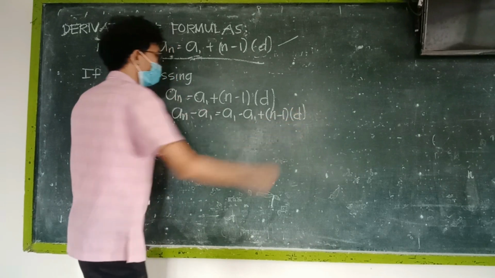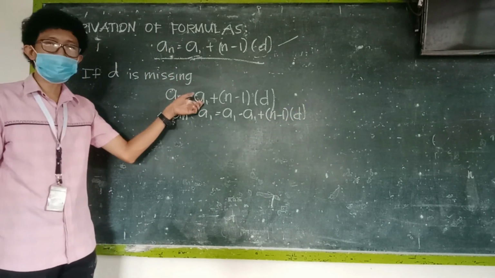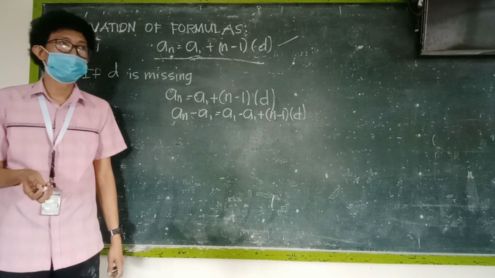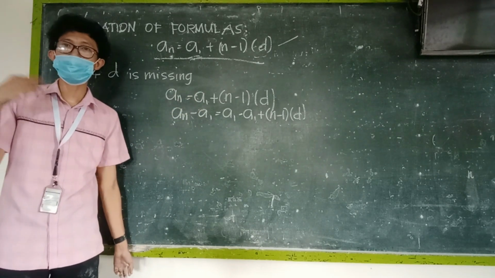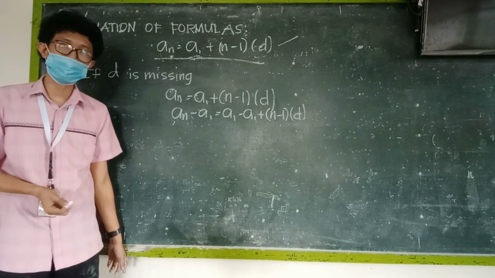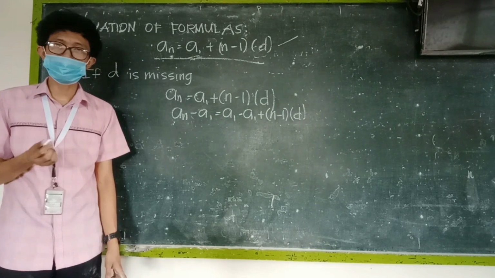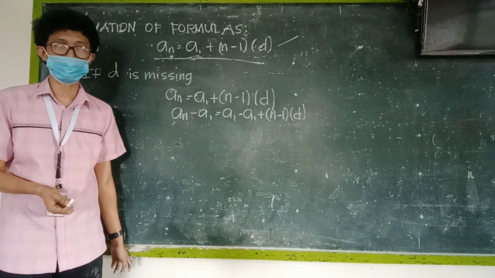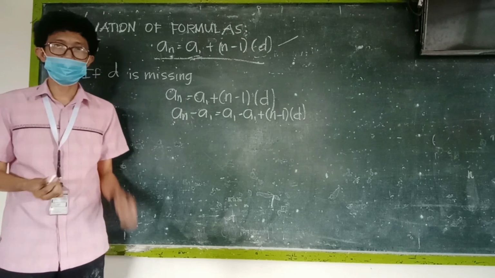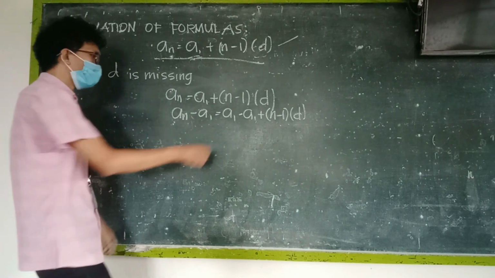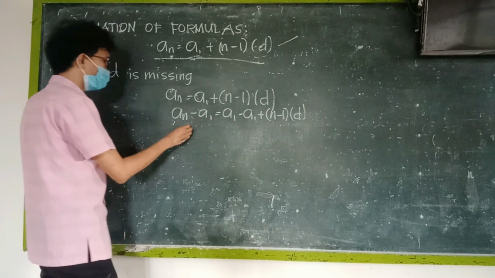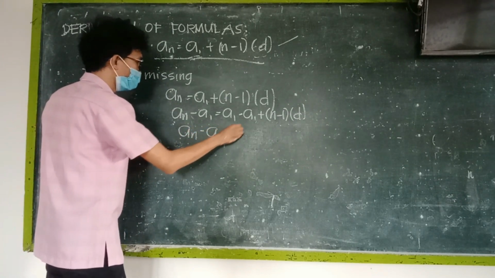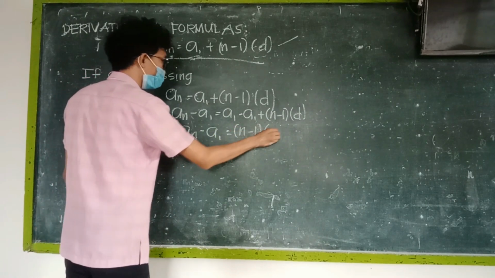Bakit minus 1? Kasi yun ang additive inverse ng a sub 1. So, ang additive inverse, ibig sabihin, yan yung i-add mo sa original number para ang result ay 0. Tandaan natin na ang 0, yun ang identity number ng addition. So, matatanggal itong a sub 1 at saka negative a sub 1, magiging a sub n minus a sub 1 is equal to n minus 1 times d.